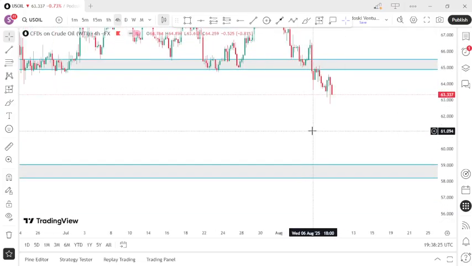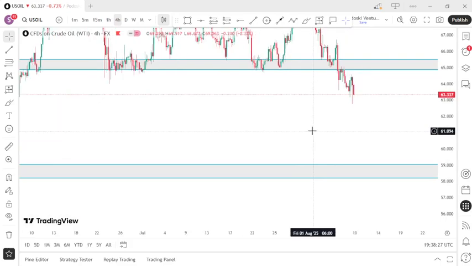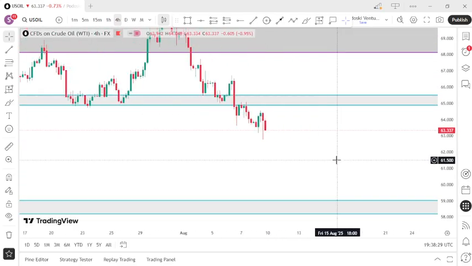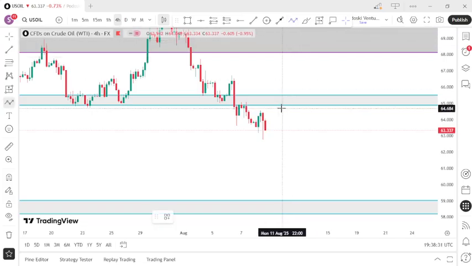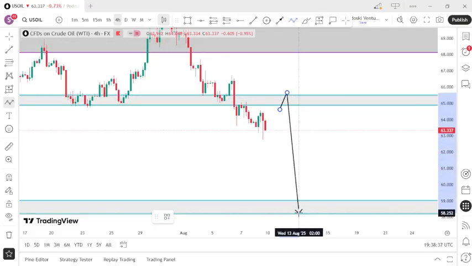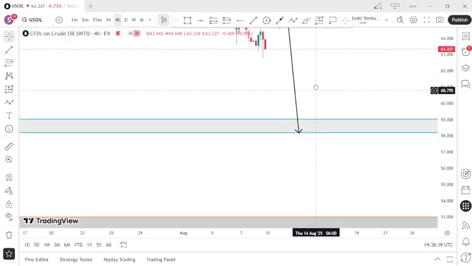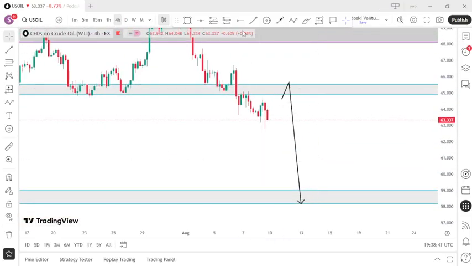Yeah, this is it. This is how we are going to pick the entry. We are going to wait for price to come back for a retest, a candle confirmation, then we sell US oil all the way to the downside.